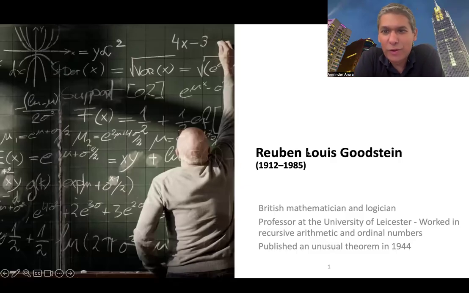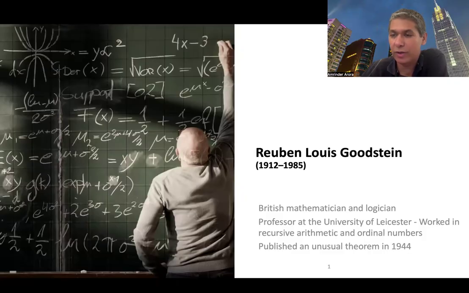Welcome everyone. Today we're talking about Reuben Louis Goodstein. He is a British mathematician and logician. He was a professor at the University of Leicester, and he worked in recursive arithmetic and ordinal numbers. The reason we're discussing him today is an unusual theorem from 1944.